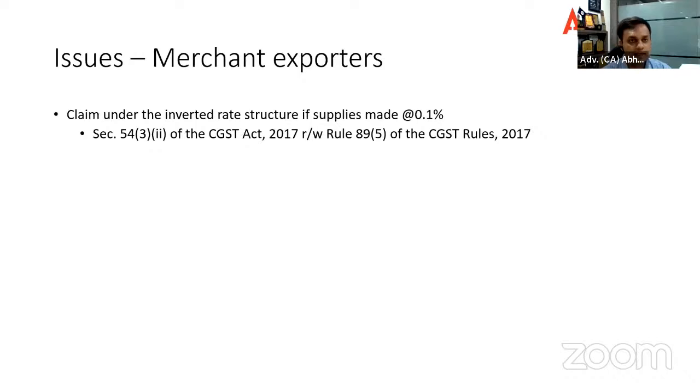Under the inverted rate, there is an issue of merchant exporter. So let us say there is a domestic supplier making a supply to a merchant exporter at 0.1%, availing the benefit of notifications 40 and 41, which we saw earlier. In that situation, such a domestic supplier can also sit with accumulated credit. Can such a supplier claim the refund of the accumulated credit? The answer would be yes. The revenue at times have been disputing that.